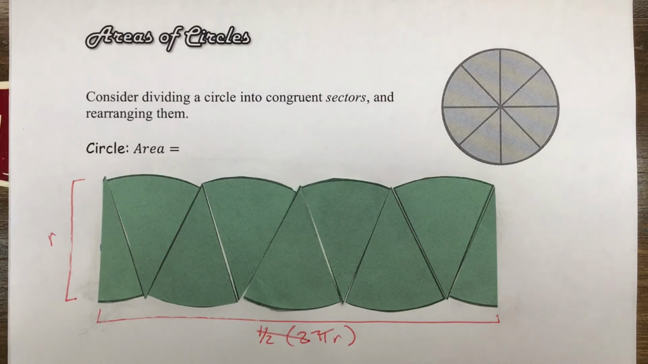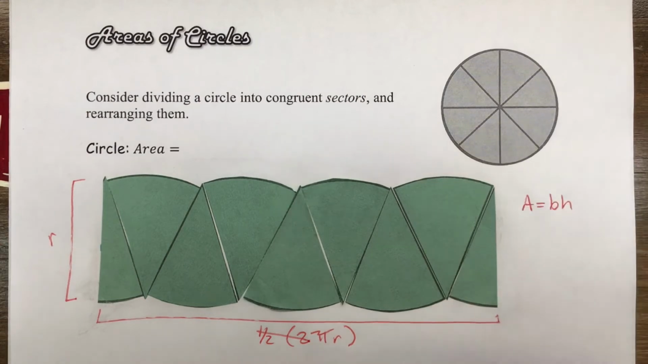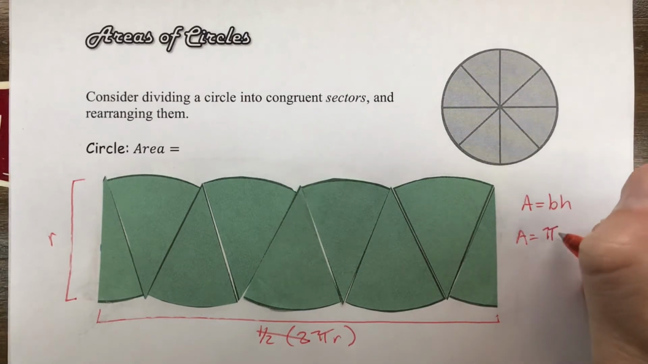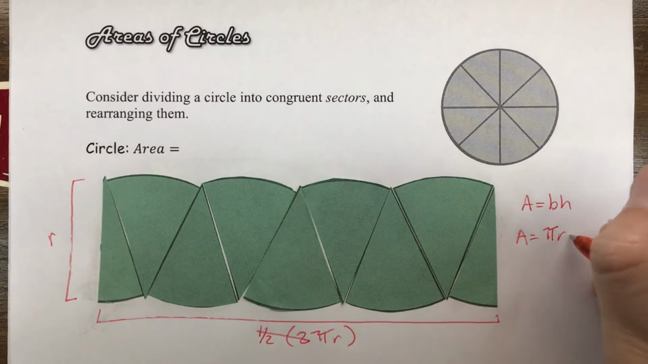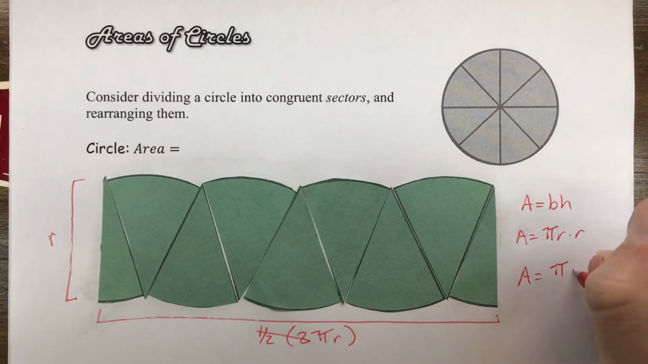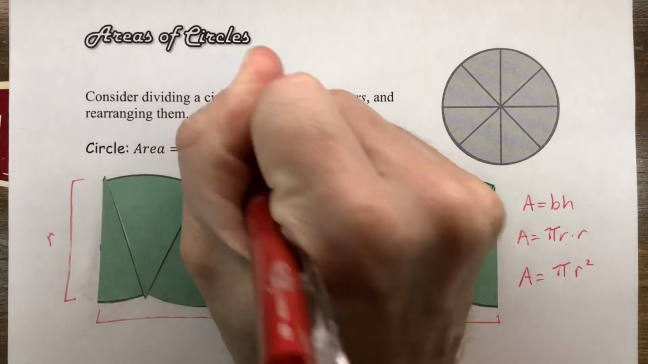And then, taken from the area formula of a rectangle, the area is base times height. Here, our base is going to be pi r, our height is going to be r, and we get that the area is pi r squared. The area formula for a circle is pi r squared.